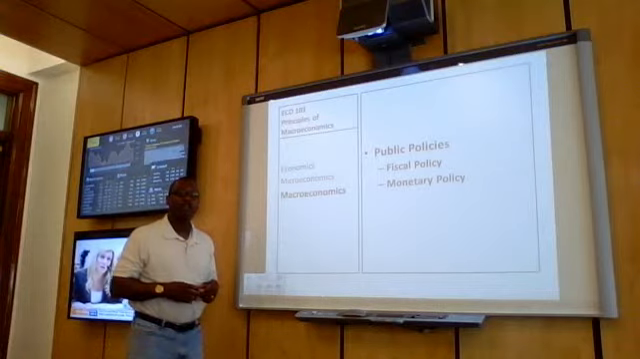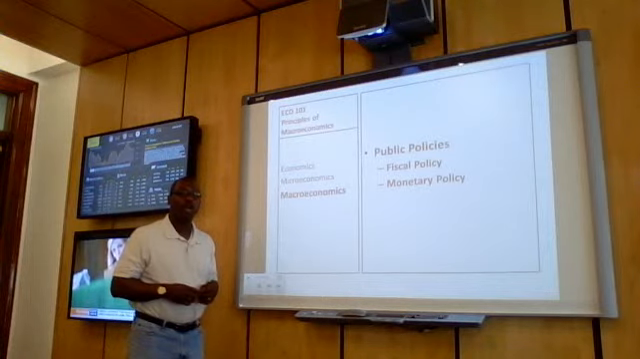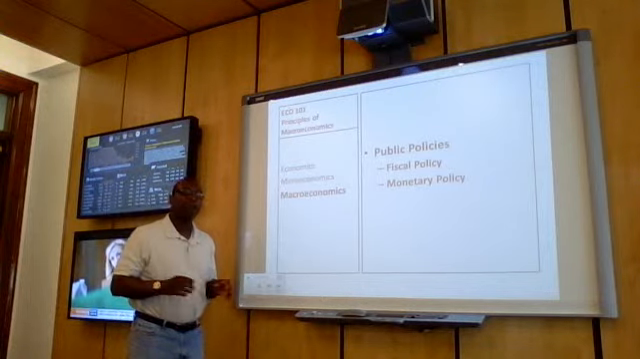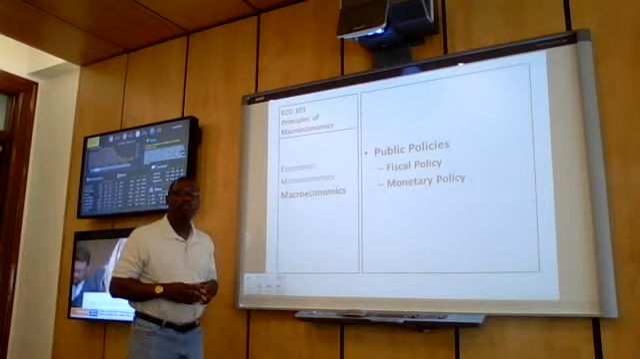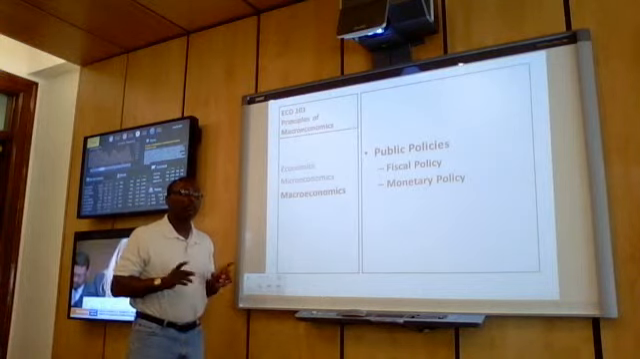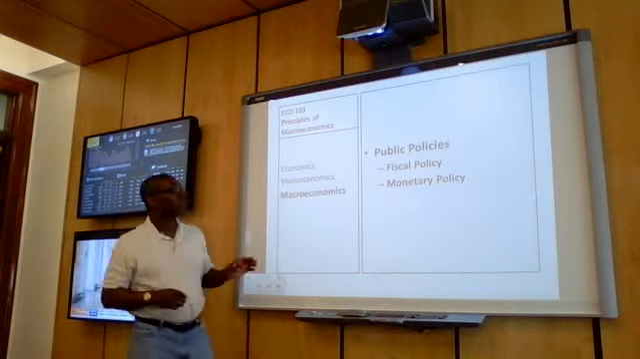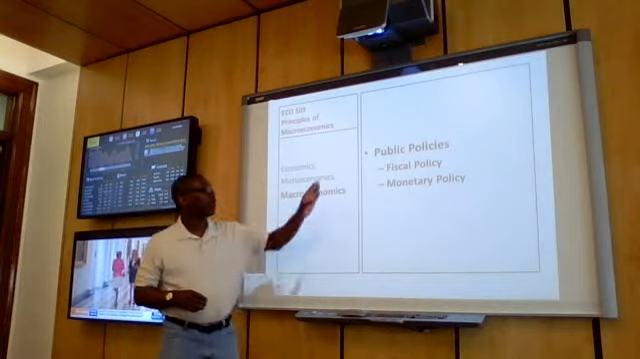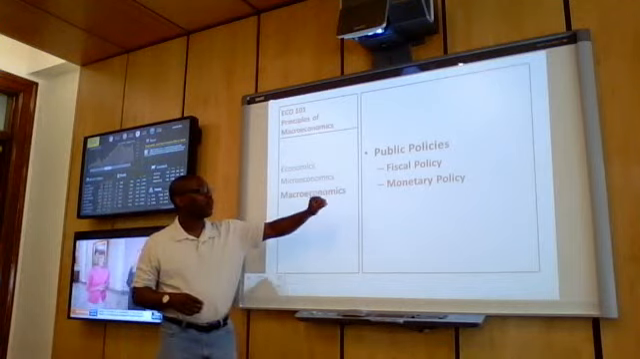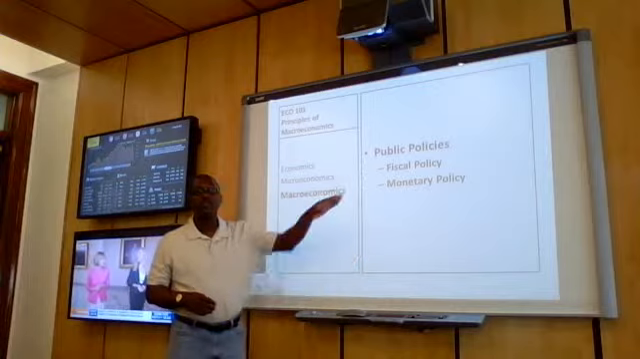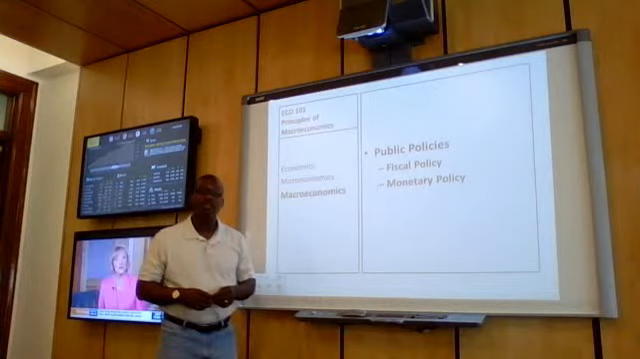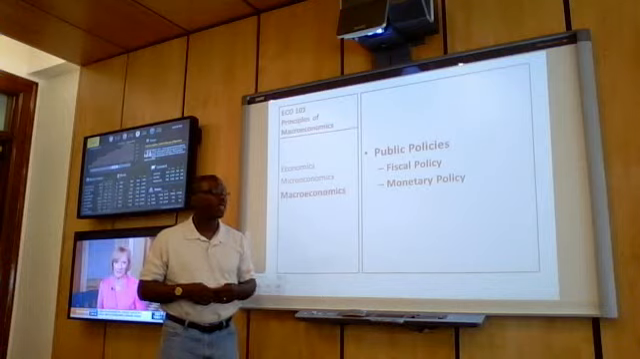Once we have discussed the 2 interrelated macroeconomic models, we are then going to be in position to discuss macroeconomic public policies. And we're going to focus on fiscal policy. Fiscal policy is the use of government spending, government taxation and government transfer payments to shape the economy.